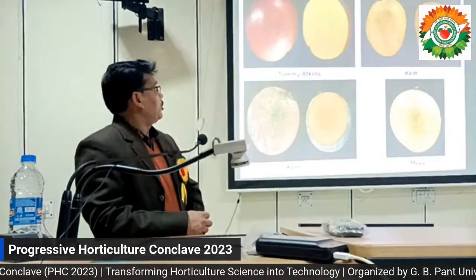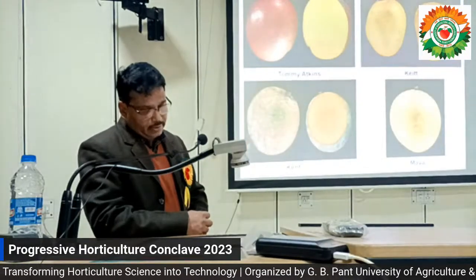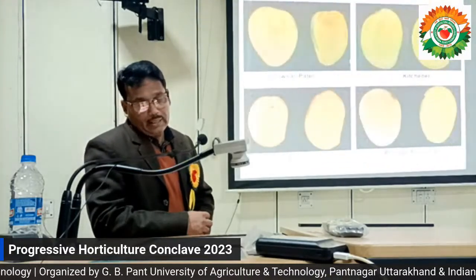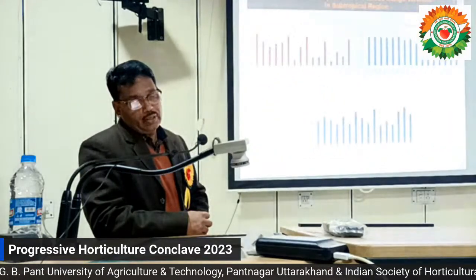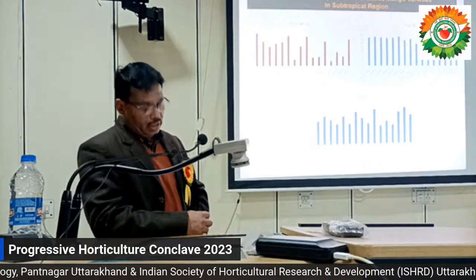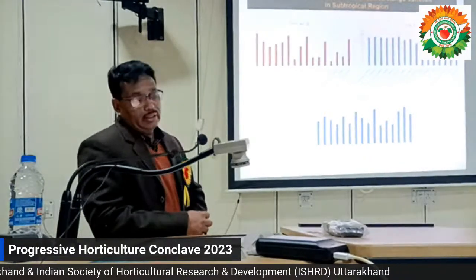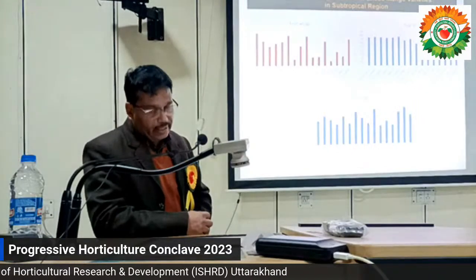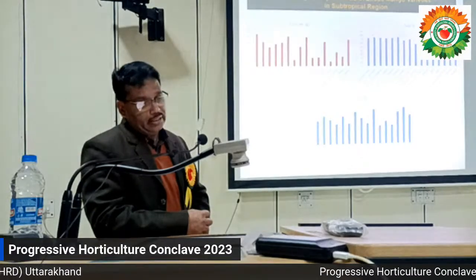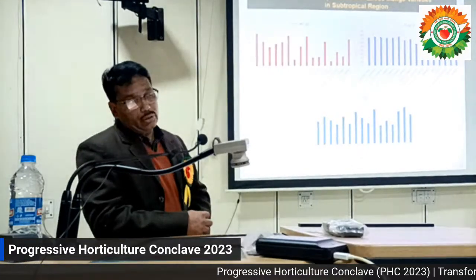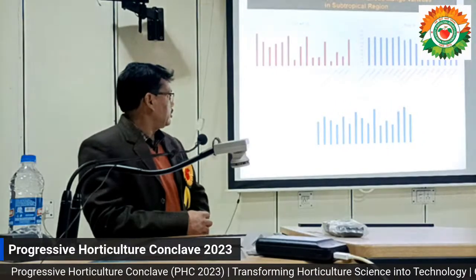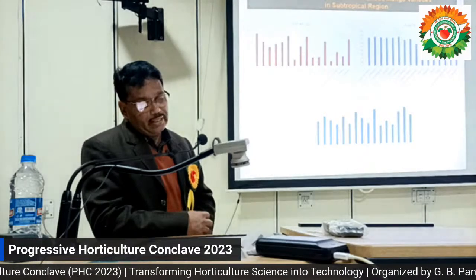These are the photographs: Tommy Atkins, Keitt, Maya, Kent, Sensation, Kensington Pride, Austin, Kitchener, Palmer. We are also observing the performance of these exotic varieties in our conditions, especially Tommy Atkins, Kensington Pride, and Austin. They are very good and much better in our conditions. Fruit size is more than 500 grams, pulp percent is almost 70%, and TSS is more than 20 degree Brix in many of the varieties.